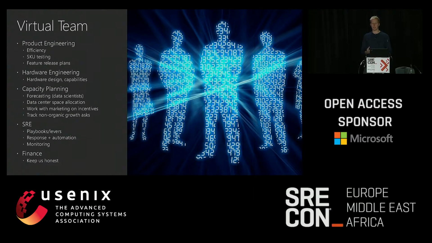We have a team who specializes in capacity planning, and they're accountable for things like forecasts and data center space allocations. Much of this team is constructed of data scientists who build the models and make the recommendations based on organic and non-organic usage that we have. They also work with the marketing team on customer incentives and advertisements that drive increased usage, and with the sales team on large non-organic usage.